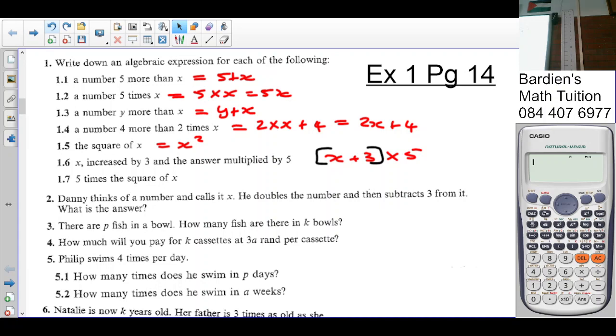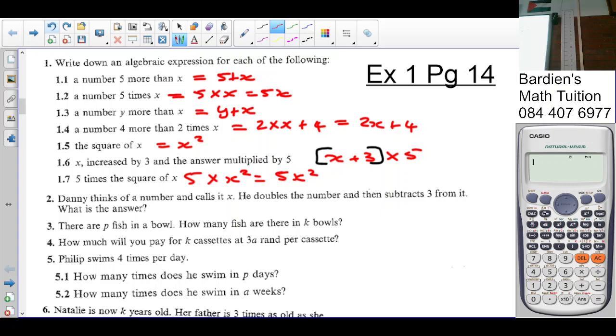The next one, 5 times the square of x. 5 times x squared, which also can be written as 5x squared. All agree with that? Did I ask you to do all the sums? Only odd numbers? No, up to 12.